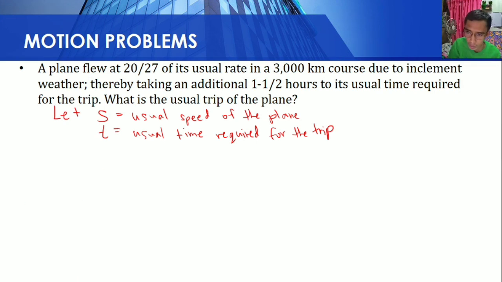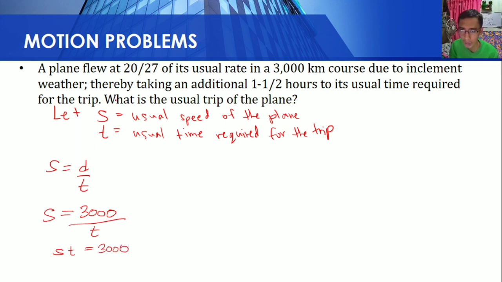So, for the usual time required for the trip, we said S is equal to distance over time. The distance is 3,000 kilometers. So for the usual time and usual speed, S will be 3,000 kilometers over T. So, ST is equal to 3,000. It says here that the plane flew at 20/27 of its usual rate.